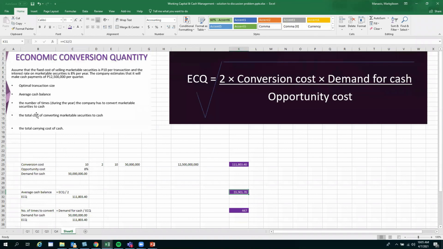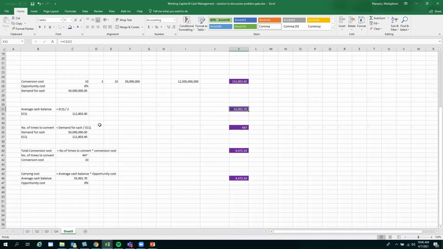Next question is number of times during the year the company has to convert marketable securities to cash. So the calculation for that is demand for cash over your ECQ. How much is the demand for cash? Na-calculate natin kanina, that's 50 million. How much is the ECQ? Na-calculate na rin natin kanina, that's 111,000. So let's just derive the formula. It's demand for cash, 50 million over your ECQ, 111,803. So that's 447 times. Natanong kung ilang beses daw magko-convert ng marketable securities, so 447 times.